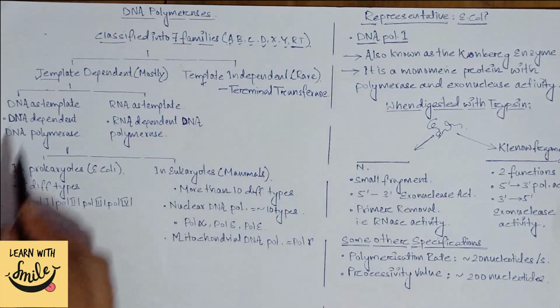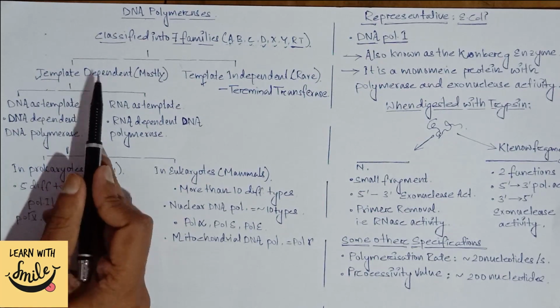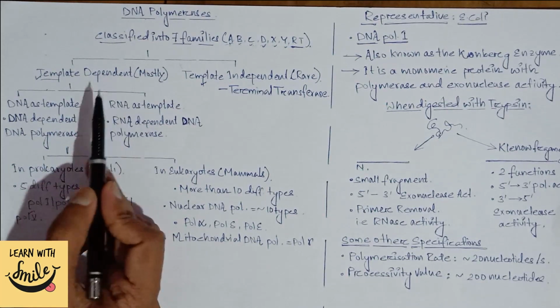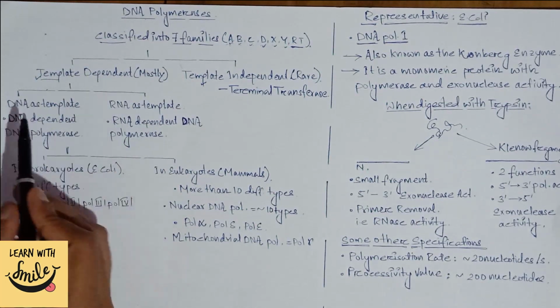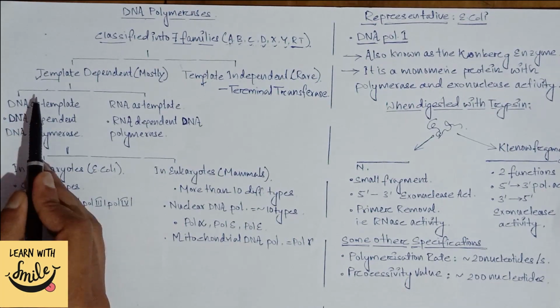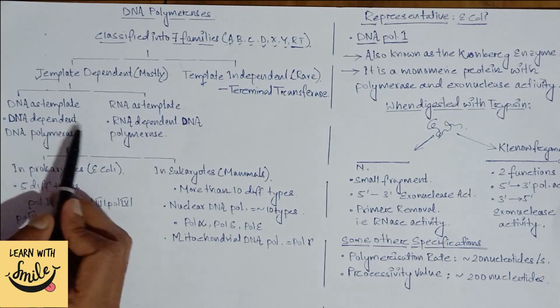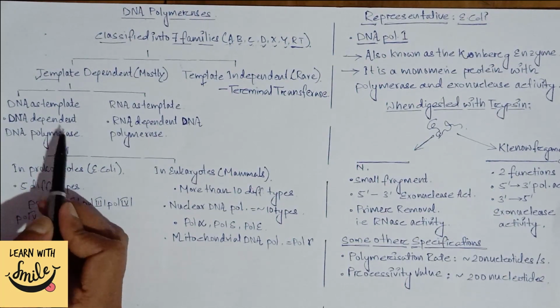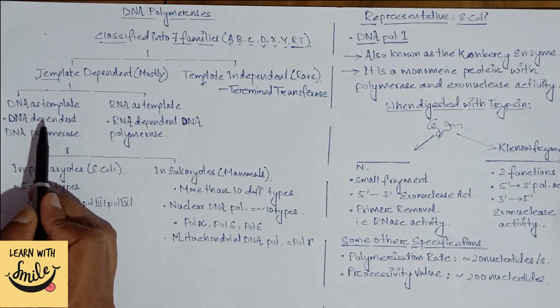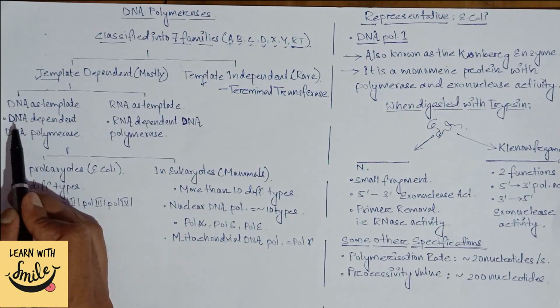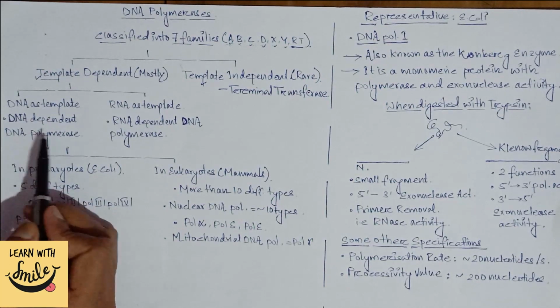Alright. Now, the template dependent DNA polymerases can again be classified into 2. Those DNA polymerases that use DNA as the template are known as DNA dependent DNA polymerases, because they are using DNA as a reference point for their activity. Therefore it is known as DNA dependent DNA polymerase.